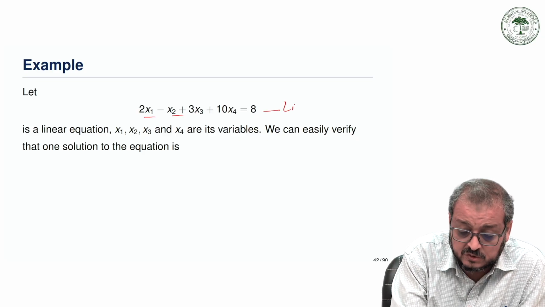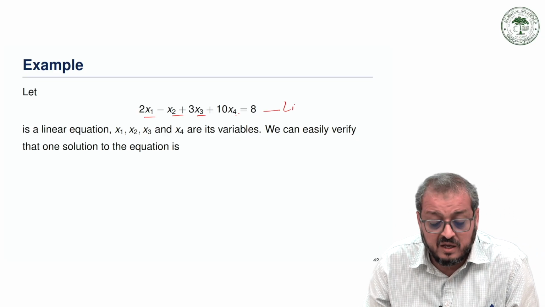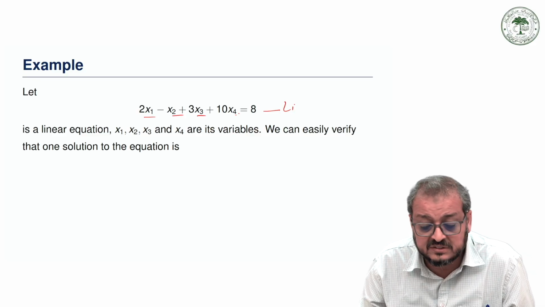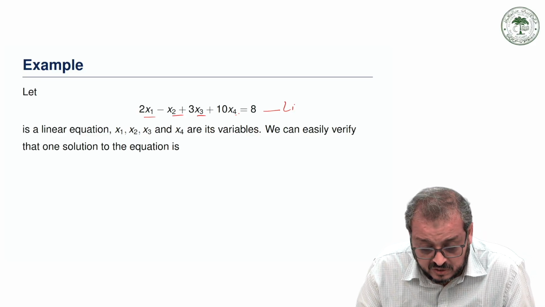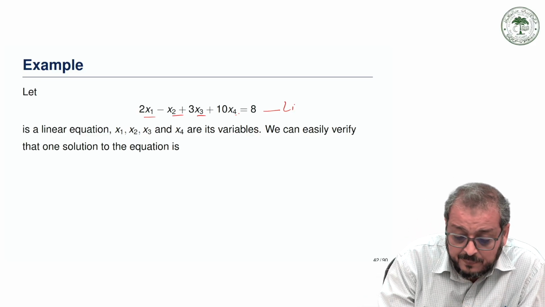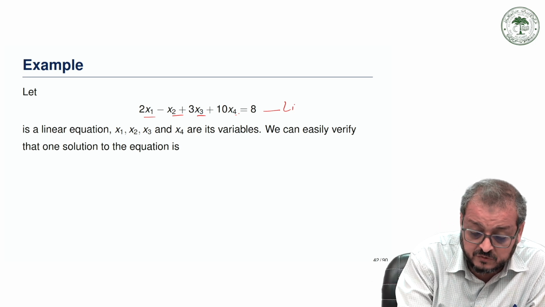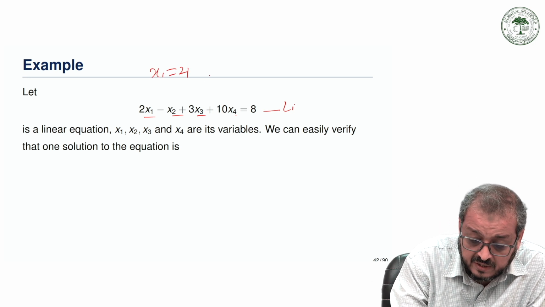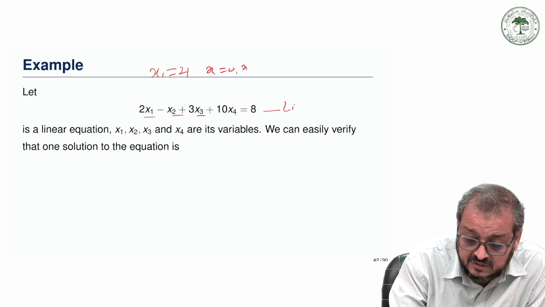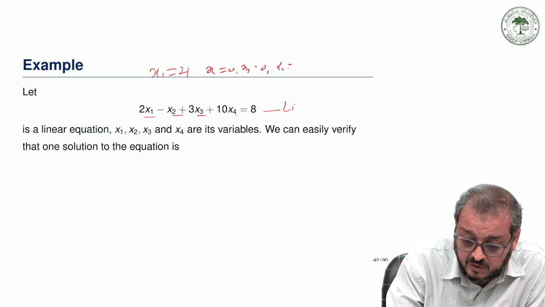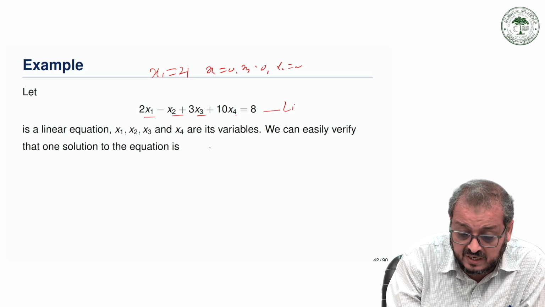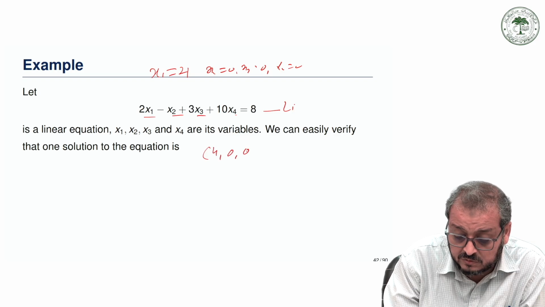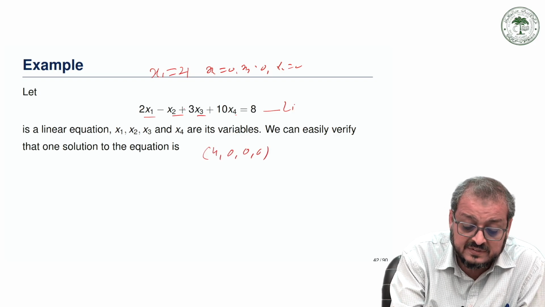Because x1, x2, x3 and x4 are all variables, and these are the only variables there. For example, if I take x1 is equal to 4, and x2 is equal to 0, x3 is equal to 0, x4 is equal to 0. Now, if we take 4, 0, 0, 0, does this clearly satisfy the equation or not?